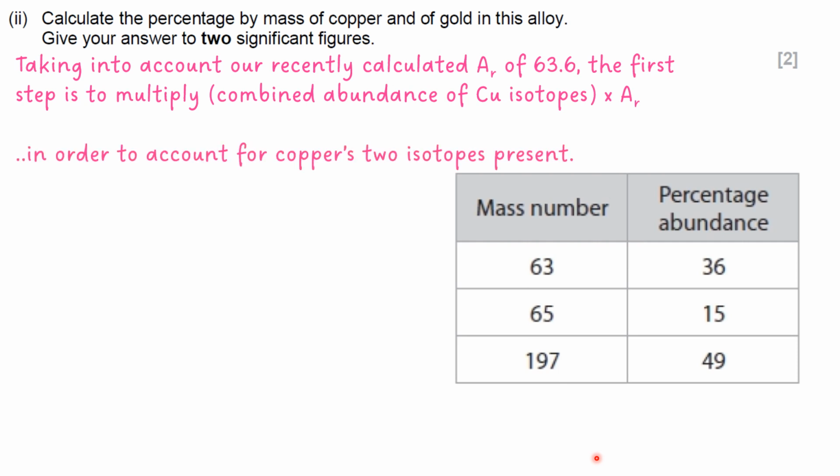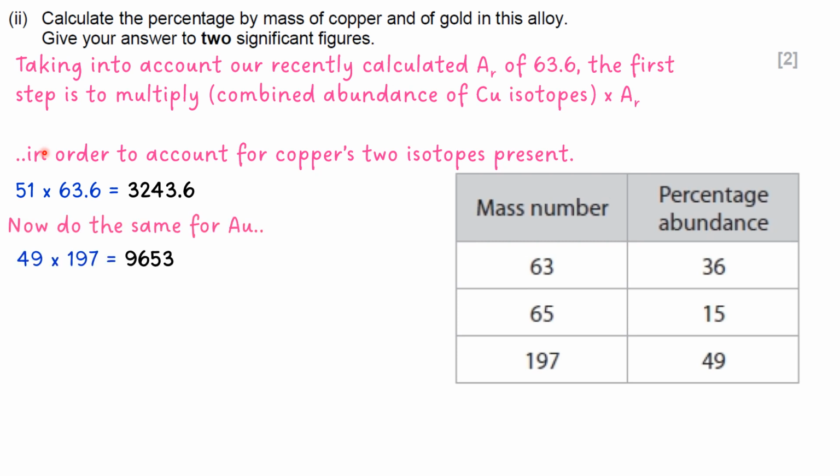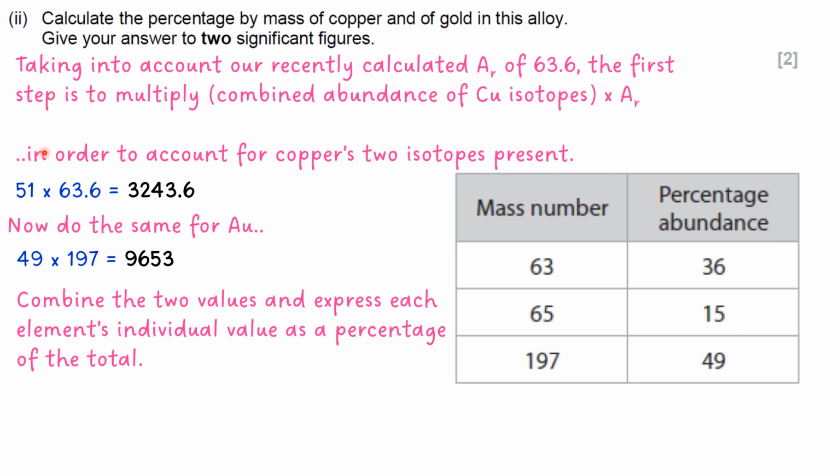So we're going to account for copper's two isotopes present. If I take the total of the percentage abundance and multiply it by my relative atomic mass, that gives me this number. Now this is quite a large number and maybe a little bit unexpected. What I'm trying to do here is get two proportions by mass of copper and gold. So if I do the same for the gold, I get these two numbers. If I use the total of the two numbers, I can work out the percentage that each number represents.